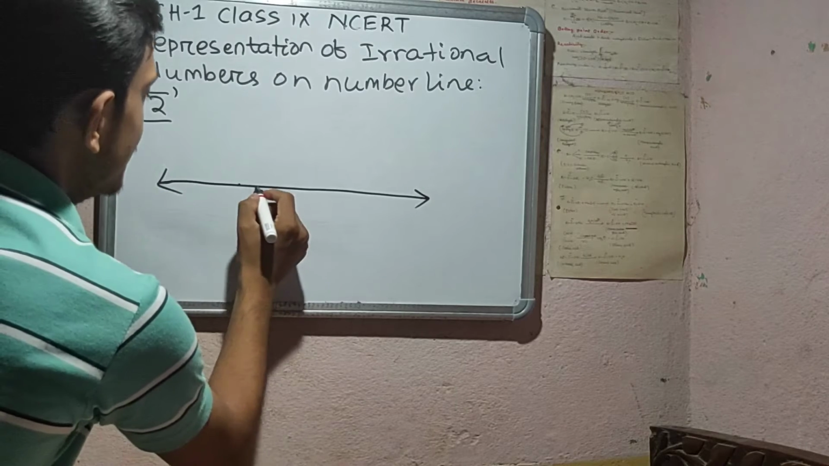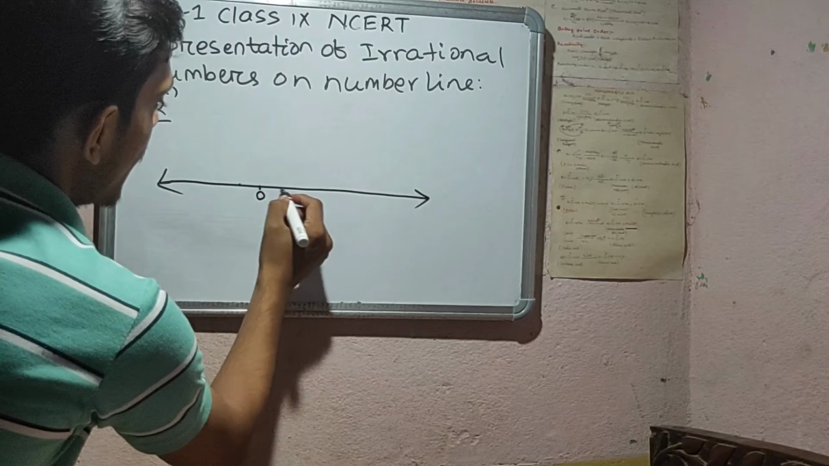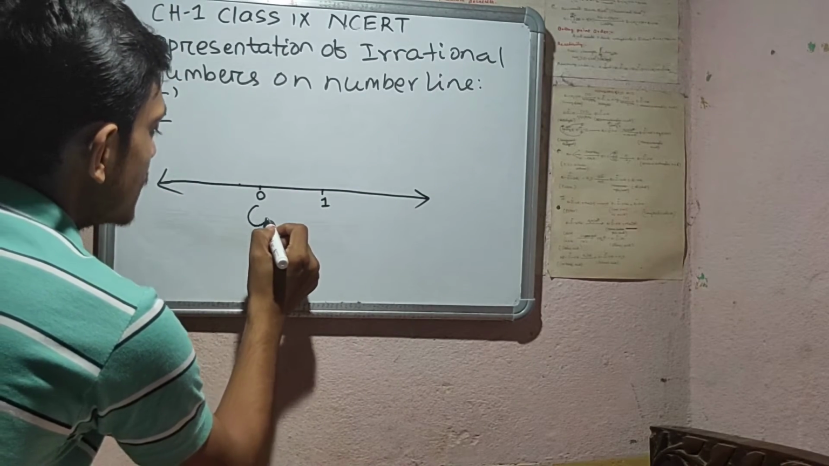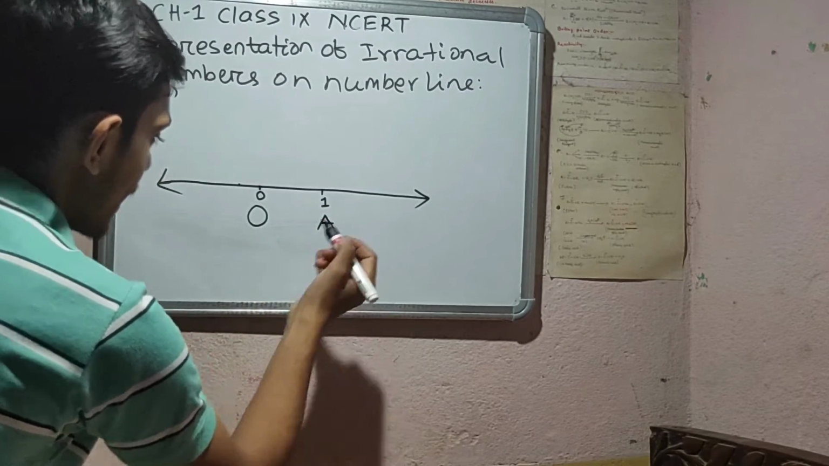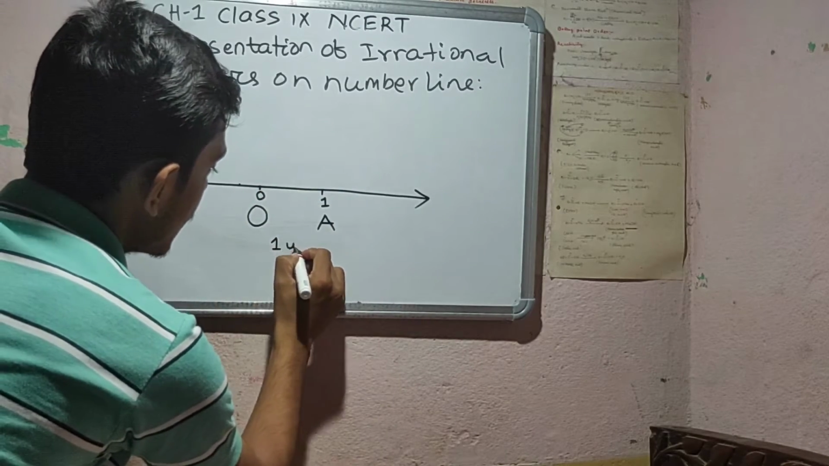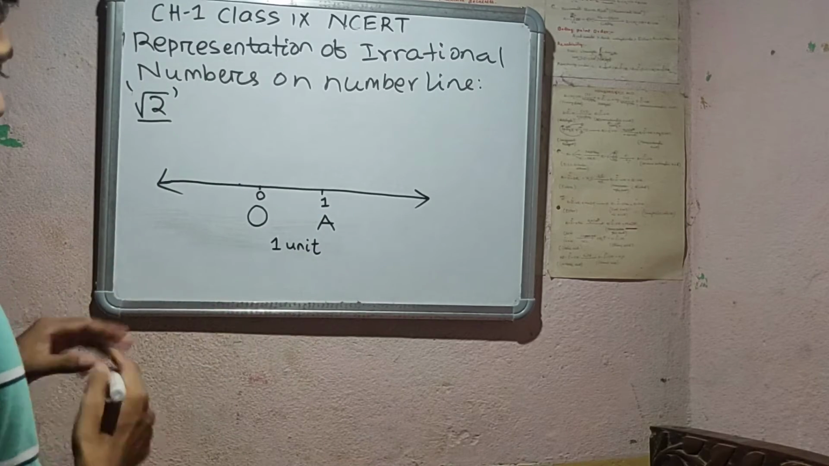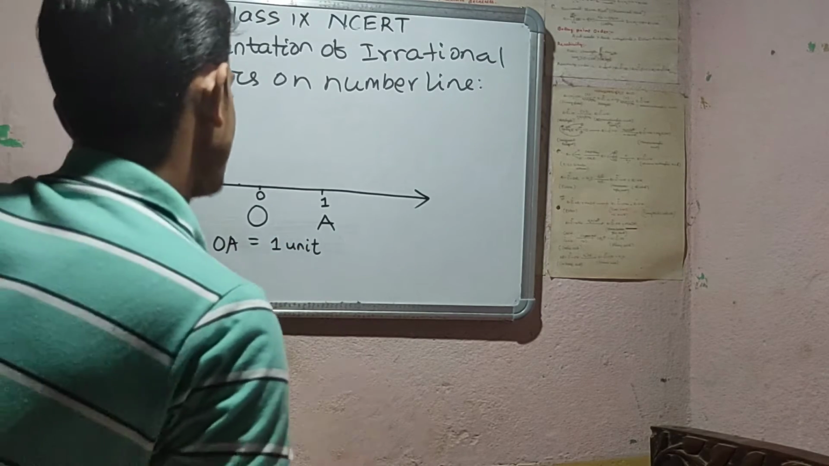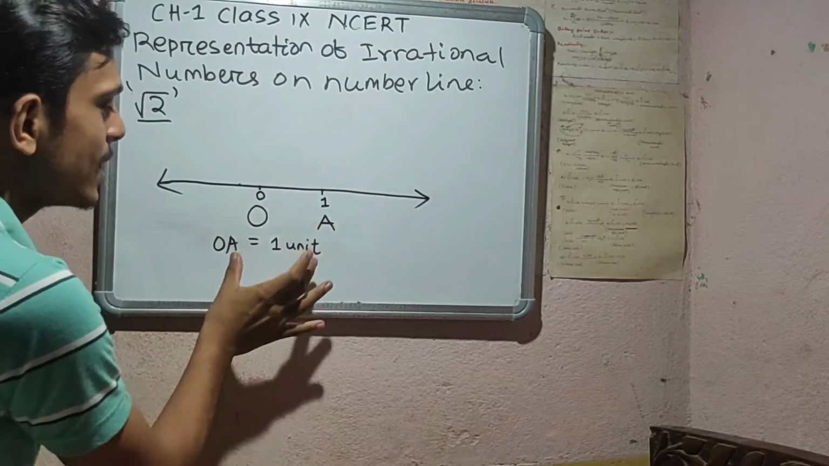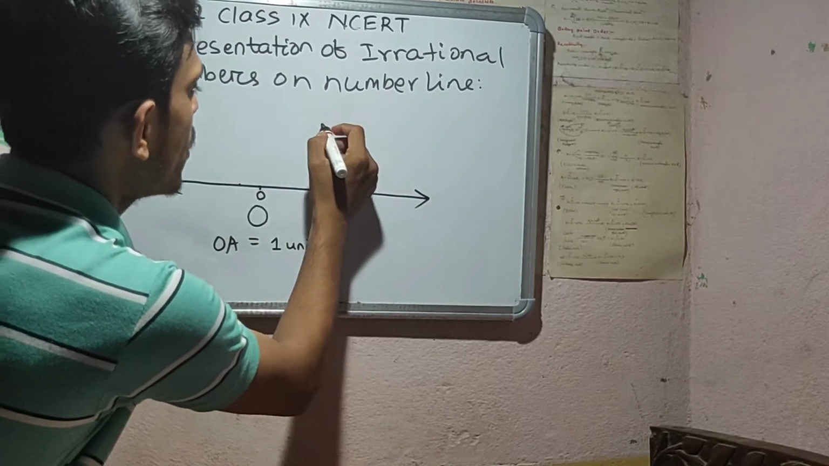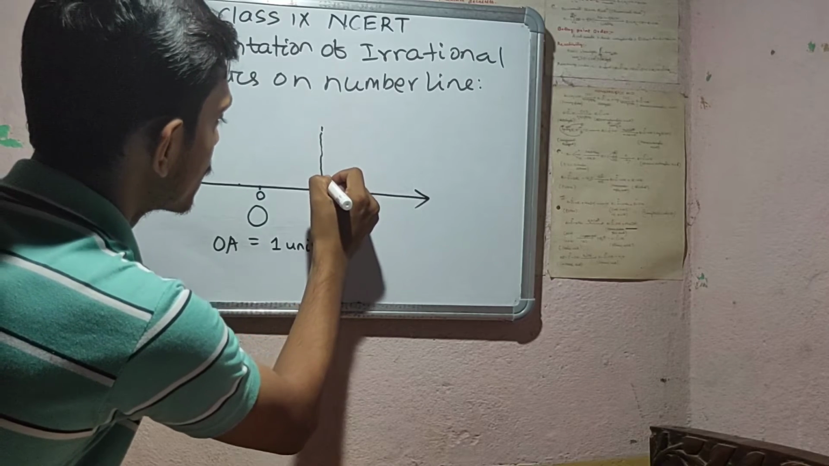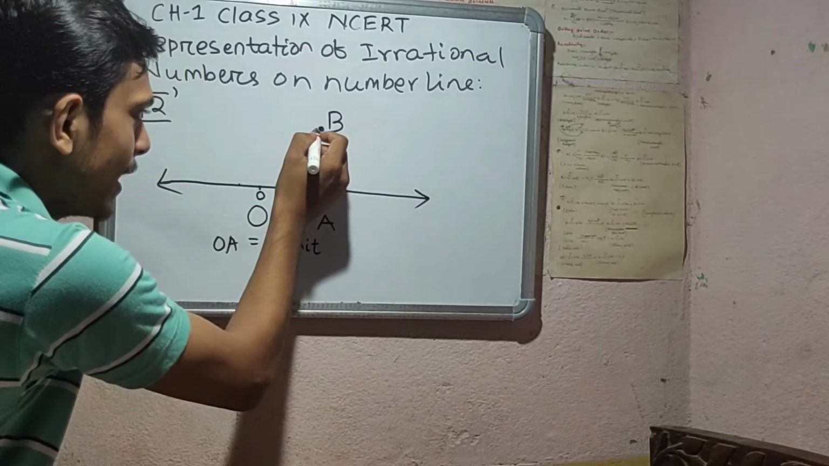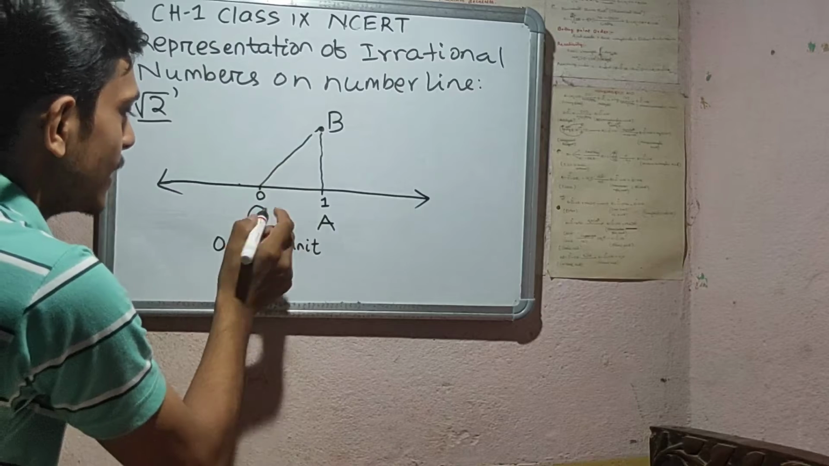Let this point be 0, and this point be 1, suppose. This point is named O, and this point is named A. This length, let me take as 1 unit, that is OA equal to 1 unit. Then this is the base. Suppose I draw a right angle triangle, with a right angle at A, and this point is B. I draw the right angle triangle OAB.